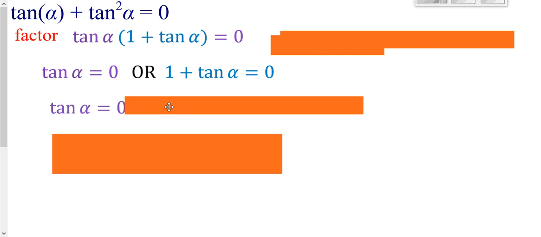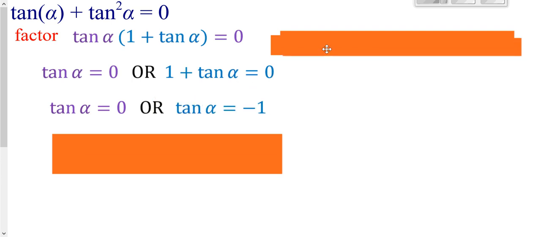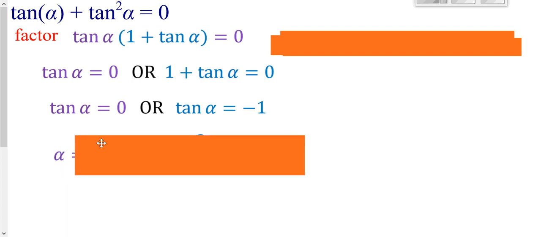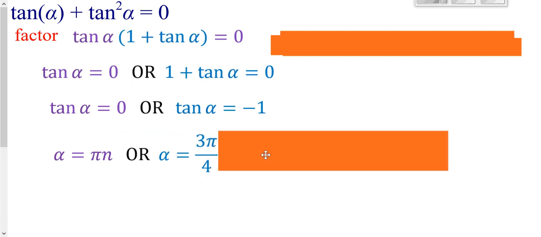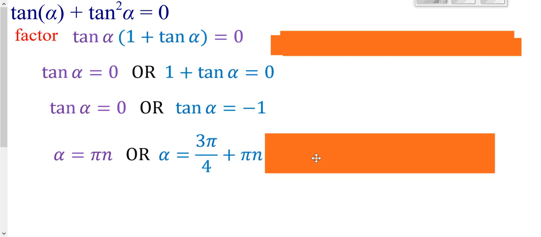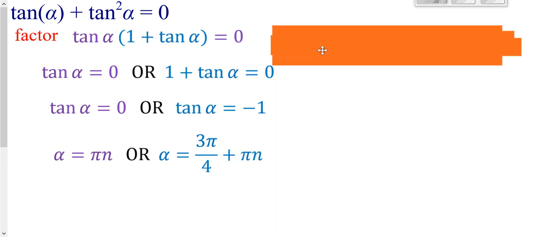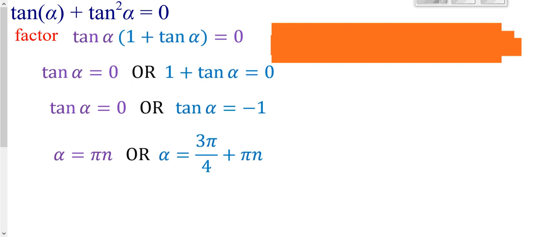So purple's equal to 0, you get tangent of your angle by itself, so you'd have to subtract 1 from both sides. So now you got to ask yourself, when is tangent equal to 0? Well, that's at any multiple of pi, because it's at 0, pi, 2 pi, 3 pi, so on. When is tangent equal to negative 1? Well, that's at 3 pi over 4 plus your period of tangent, which is pi, or any multiple of your period after that. So that's pi n.